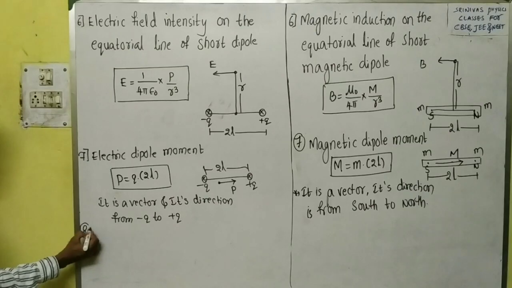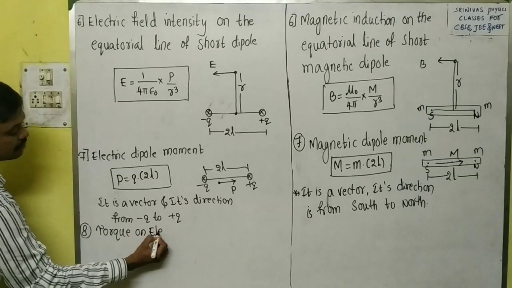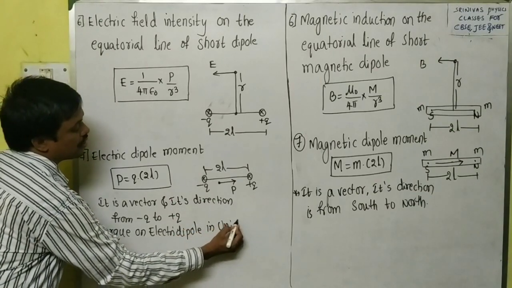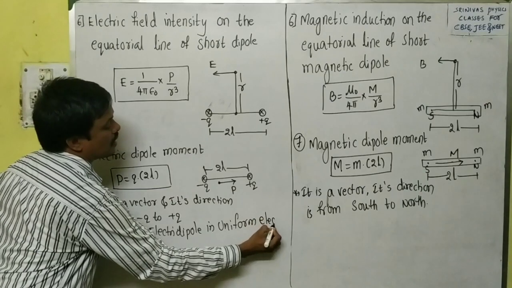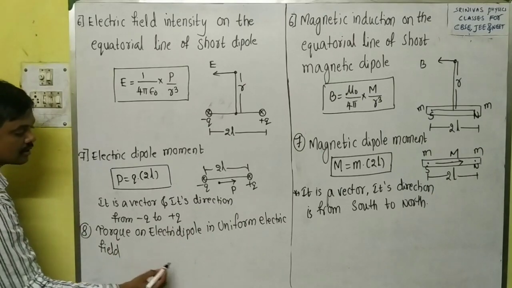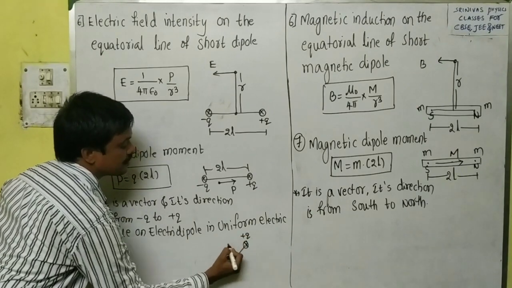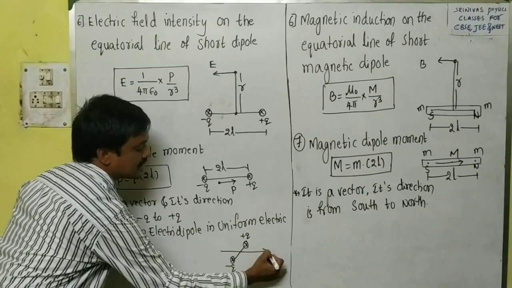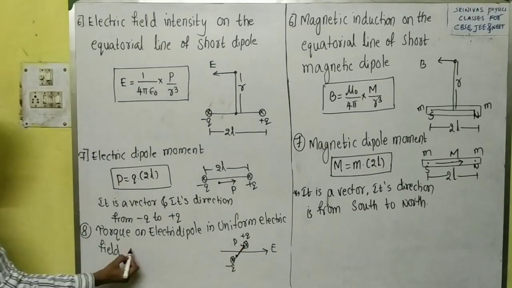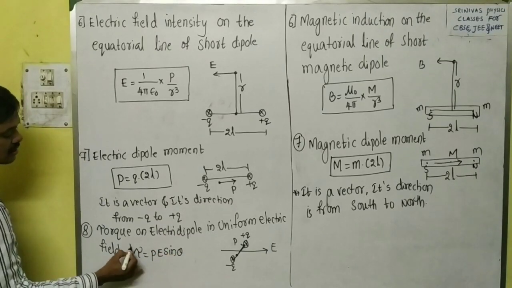Now the torque on an electric dipole. Torque on an electric dipole in a uniform electric field. This is an electric dipole. This is placed in the electric field. Okay, like this. This is the electric field. The dipole moment is from minus q to plus q. The torque will act, the torque formula we know already, PE sin theta. Yes, this is PE sin theta.